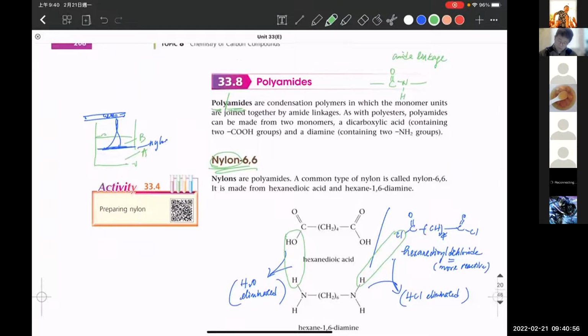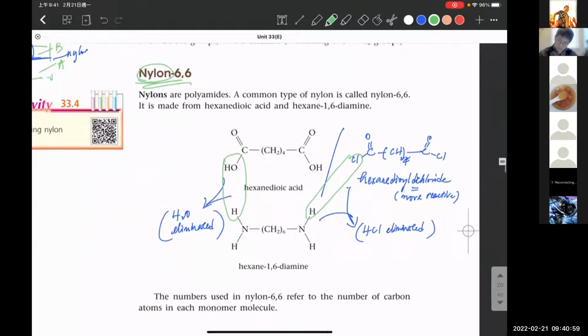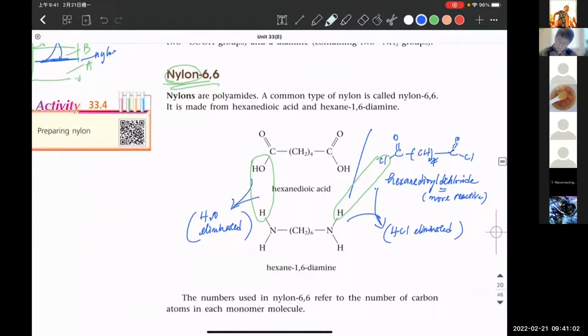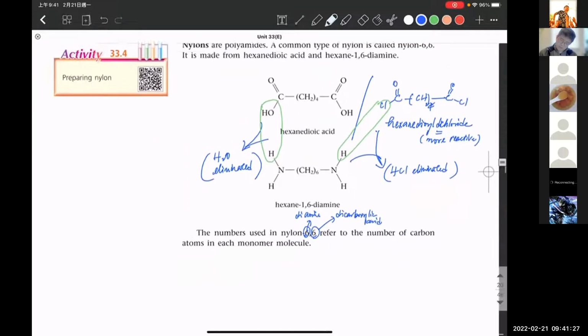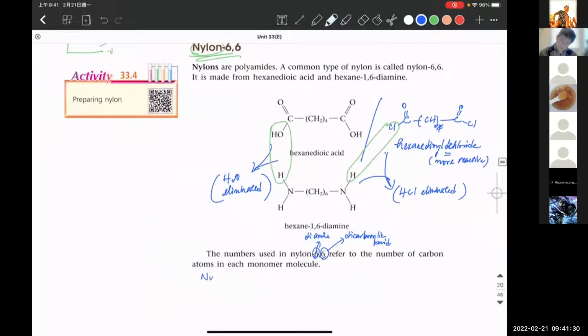What's more, if you take a look at the term 6,6, it's very strange. The 6 refers to the number of carbon atoms in each monomer molecule, while the first 6 refers to the amine, while the second 6 will usually refer to the dicarboxylic acid. So if you take a look at the commercial market, you may also get some other chemicals, just like nylon 610, for example.